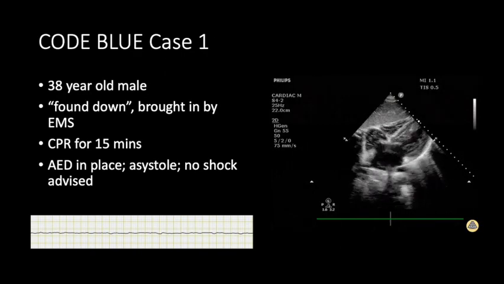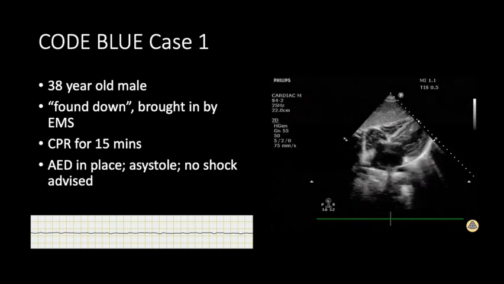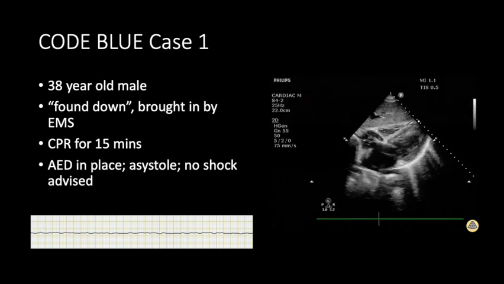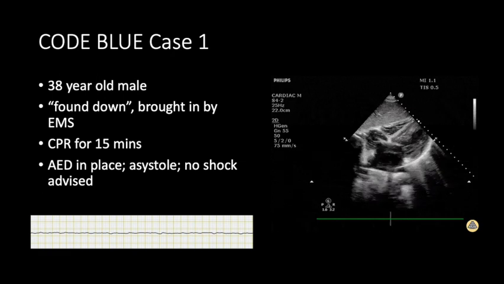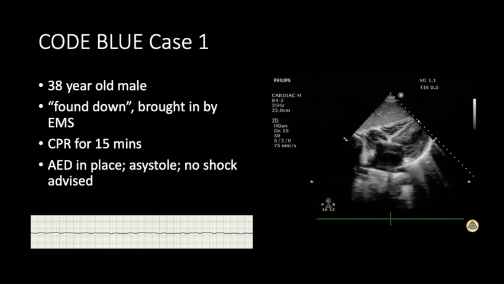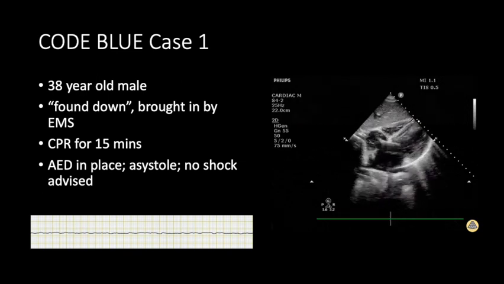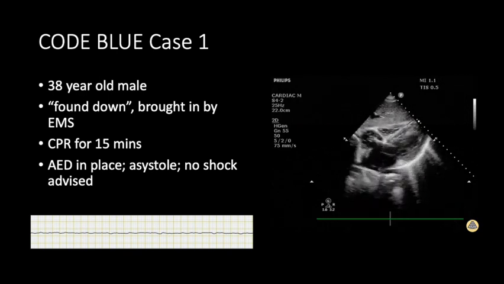So let's go over a case real fast. Here's a code blue of a 38-year-old male that was found down and brought into the emergency room by EMS. They have been doing CPR for 15 minutes. They have placed an AED, which is reading as asystole and no shock advised, and so they've continued several rounds of CPR now.